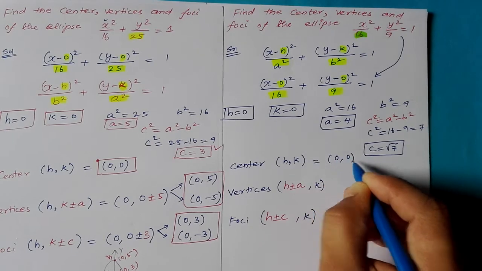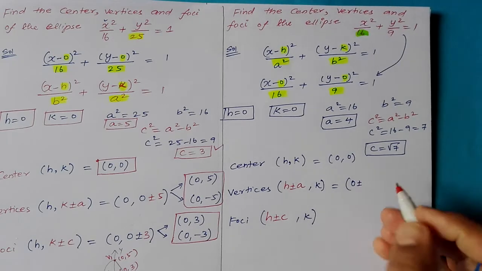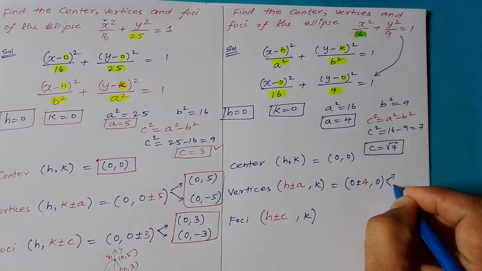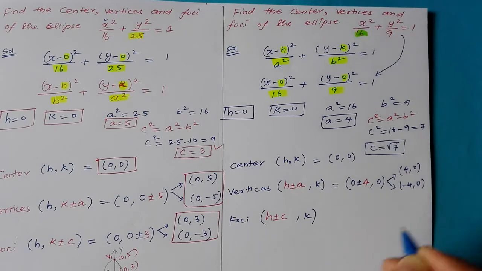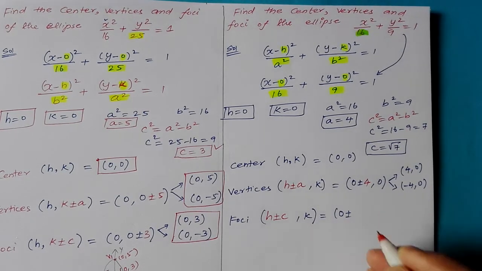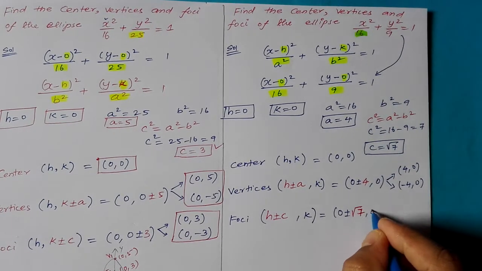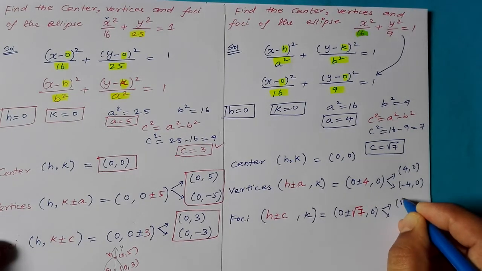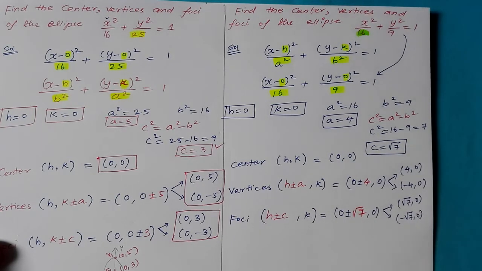First it is 0 comma 0. Here it is 0 plus or minus a value, which is 4 comma 0. So you have to calculate two values. One is 4 comma 0, another one minus 4 comma 0. Similarly here, 0 plus or minus c. What is c square? C value is root 7 comma 0. One is plus, one is minus. So you have root 7 comma 0, minus root 7 comma 0.